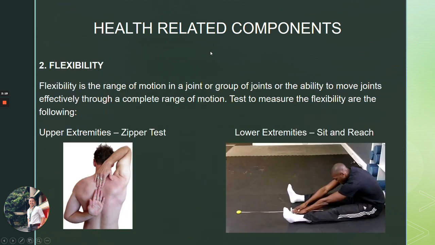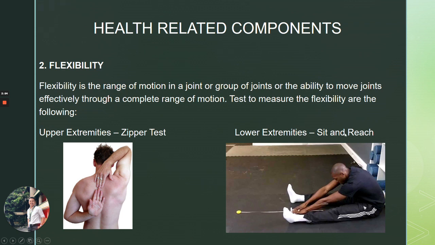Next, we have the flexibility. Flexibility is the range of motion in a joint or group of joints, or the ability to move joints effectively through a complex range of motion. Now, there are two tests to measure our flexibility. For upper extremities, ito yung ating upper extremities, the test to measure this one is through the zipper test. Then, for the lower extremities, ang way para ma-measure ang ating flexibility sa lower extremities natin ay through the sit and reach.